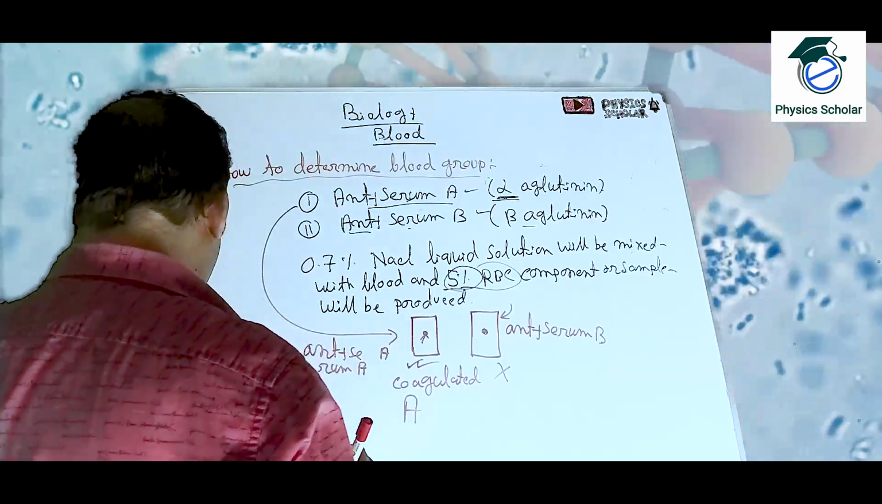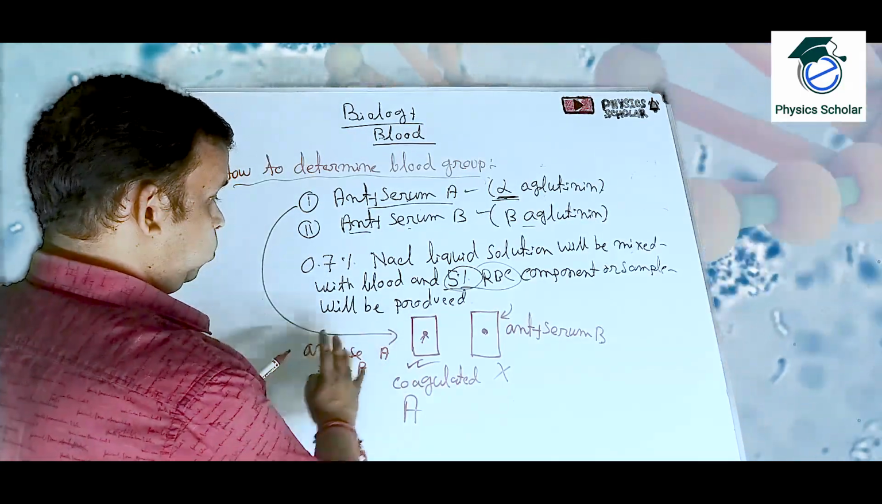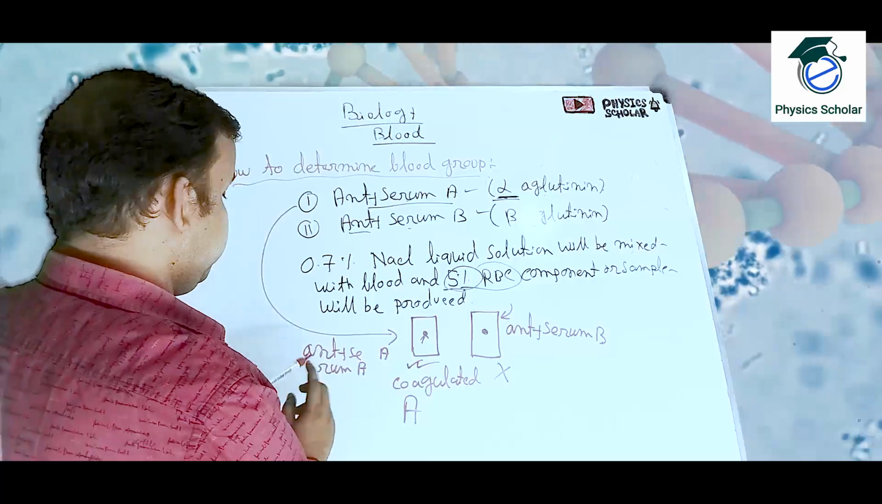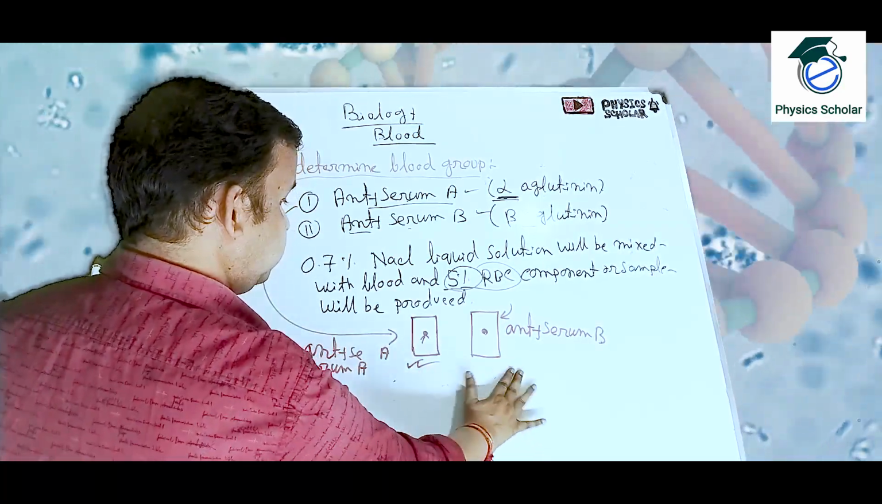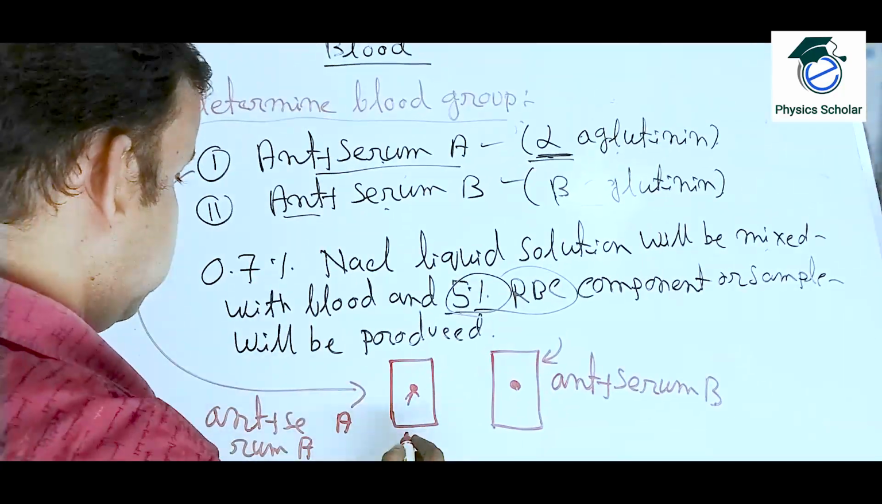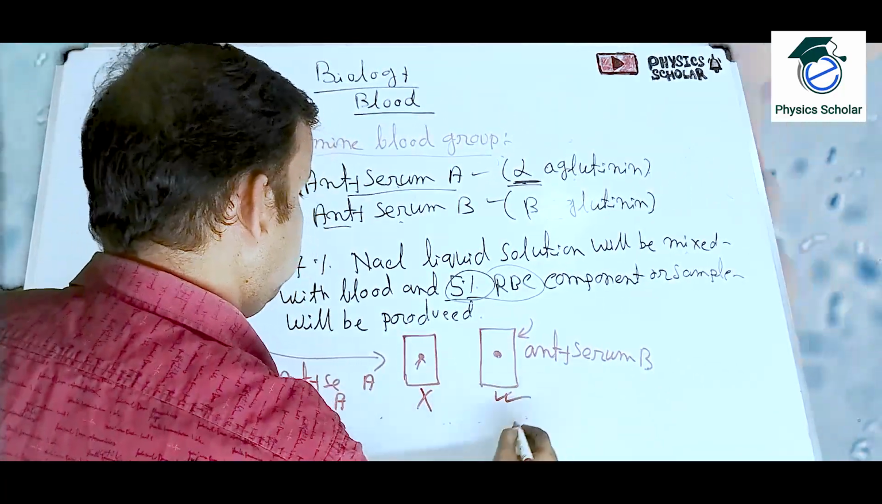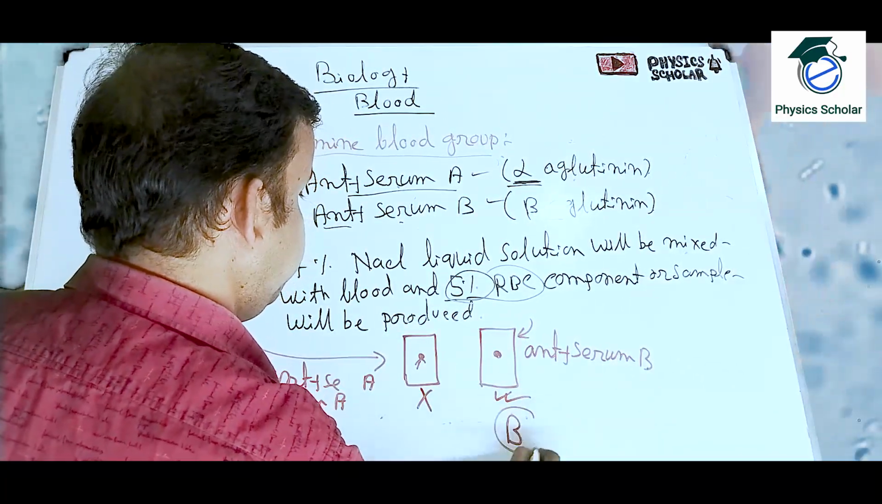Clear? Then the blood group will be A. Now, so all of you have clear? Now next, suppose it is not coagulated but it is coagulated, then the blood group will be B.